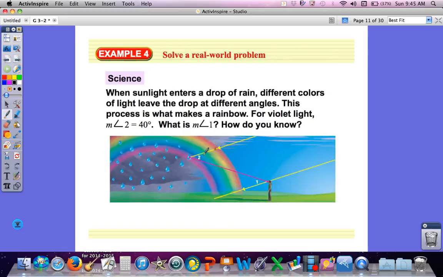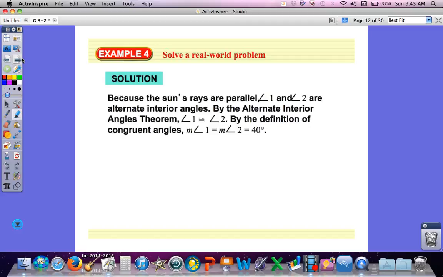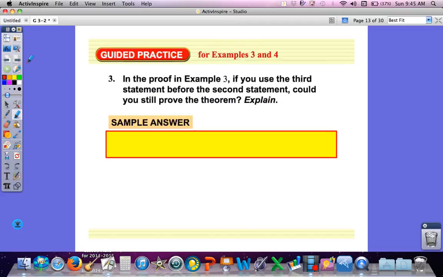So now we want to solve a real-world problem. Sunlight enters a drop of rain. Different colors of light leave drops at different angles. This process is what makes a rainbow. For violet light, they told me that the measure of angle 2, where the violet light is hitting, is 40. And these lines are parallel, so what's angle 1? Well, it must also be 40 because they are alternate interior angles. Okay? And that's all the solution.